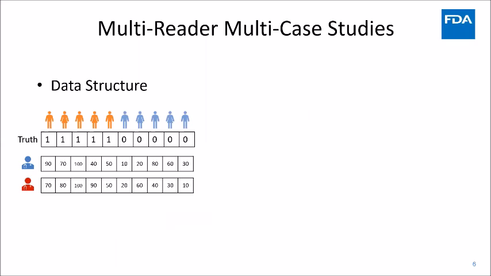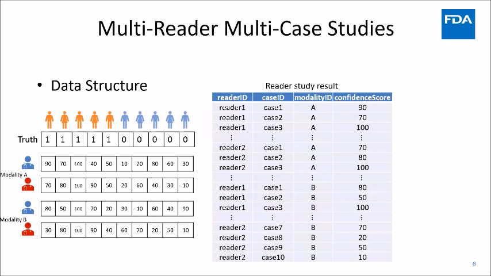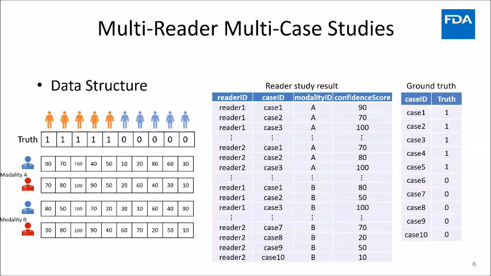So in the MRMC case, we have multiple readers review the same cases under different modalities. So here is what the data looks like for an MRMC study. The first three columns are the three factors in our study: the reader, case, and modality. And we have the scores for each combination of those three factors. Usually, we also have the ground truth for each case.